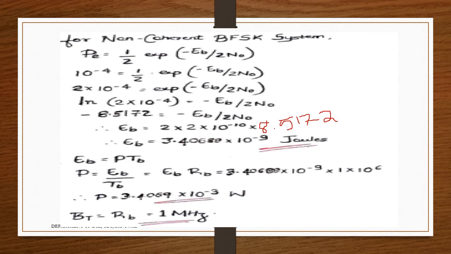So we got EB, then EB is equal to P into TB. So P is equal to EB by TB, which is EB into RB, as we know 1 by TB is equal to RB. So the value of EB is 3.40688 into 10 to the power of minus 9 into 1 into 10 to the power of 6, the value of RB here. When you multiply, P is equal to 3.4089 into 10 to the power of minus 3 watt. So BT is equal to RB, that is again 1 megahertz.